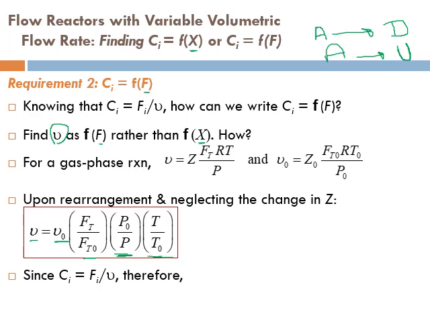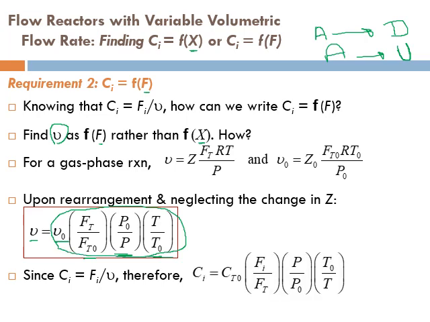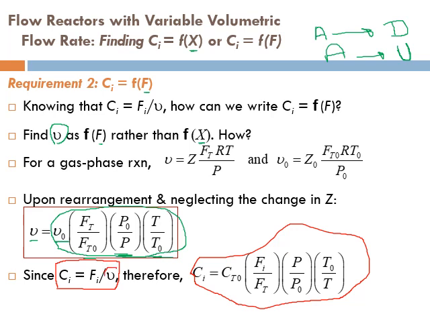And since Ci equals Fi over epsilon, we can actually keep Fi because I'm interested in writing concentration as a function of molar flow rate. I keep it as is. All I do is replace epsilon with this equation and then rearrange to get to this equation. Okay, kindly guys, do not memorize this equation. How can you find it? You can find this equation starting from this equation, and then you substitute for epsilon, which is coming from this equation. Do you need to memorize this equation? Well, you know how to write it because you know that epsilon equals epsilon naught times the three correction factors. So upon manipulation, you get Ci equals Ct naught Fi over Ft times P over P naught times T naught over T.